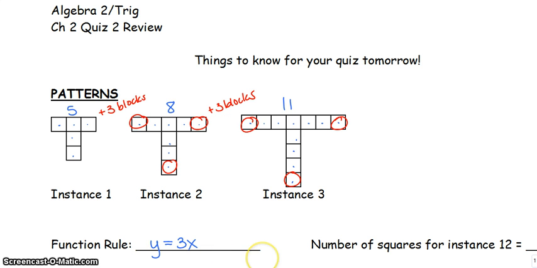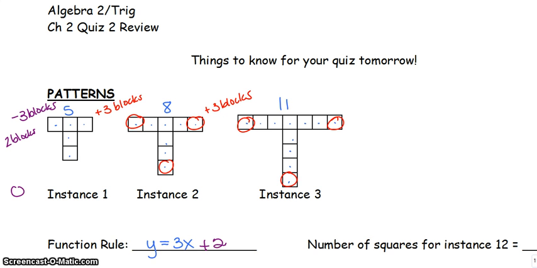And now we want our starting point. What you've got to remember is that the starting point is always going to be instance 0. Here's 1, 2, 3. To find 0, we have to work backwards. So if I'm adding 3 each time, when I subtract 3 blocks to work backwards, I would be starting with 2 blocks. So our y-intercept, which is our starting point, is going to be 2. Therefore, our equation is y equals 3x plus 2.